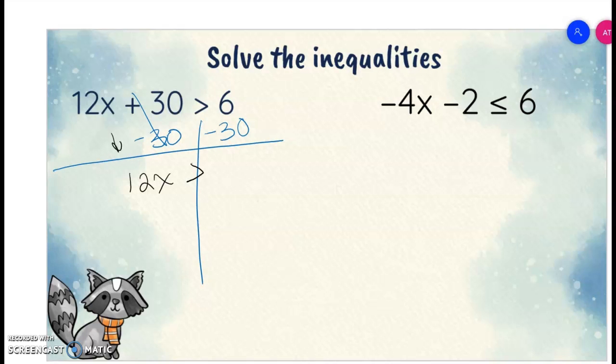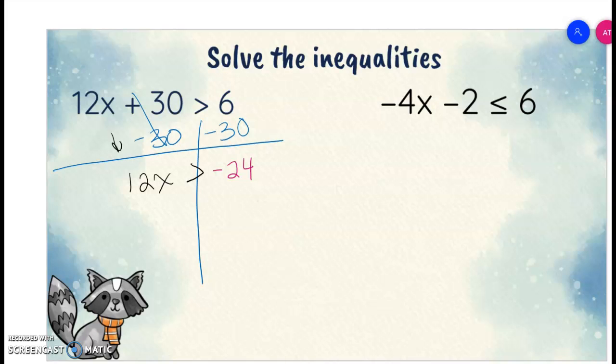And if I only have $6 in my bank account and I tried to withdraw $30, I'd be poor, but I would owe the bank negative $24. That stinks. So I need to know basically what times 12 will give me negative 24.